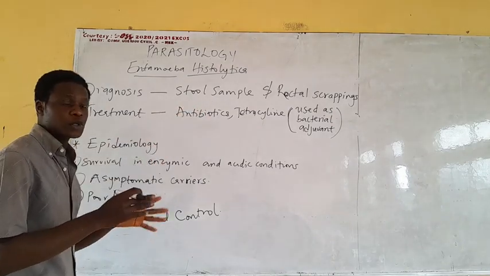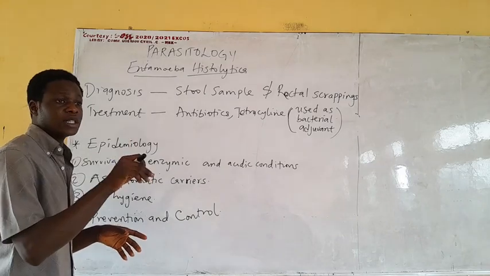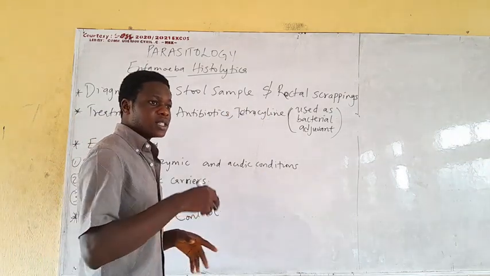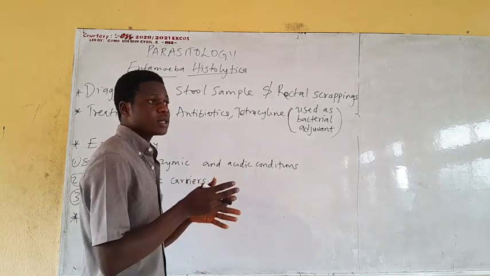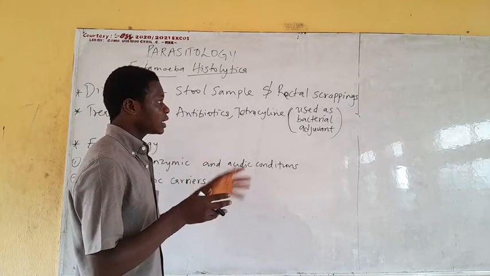When you view it under a microscope, you can see the cysts moving around in the feces. Then coming to the second method, known as rectal scraping. This is the scraping of the rectum. You can also diagnose Entamoeba histolytica, which causes amoebiasis, through rectal scraping.